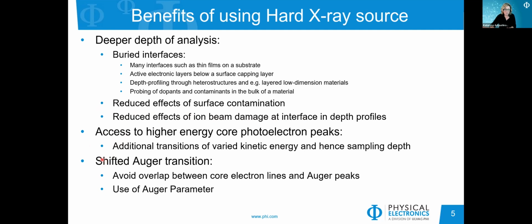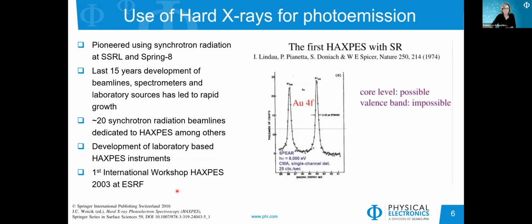As with many dual anode sources, there is always a desire to shift Auger transitions. With a higher energy X-ray source, we can avoid overlap between core electron lines and Auger peaks. I will also show an example of the Auger parameter by combining data from both aluminum and a hard X-ray source.